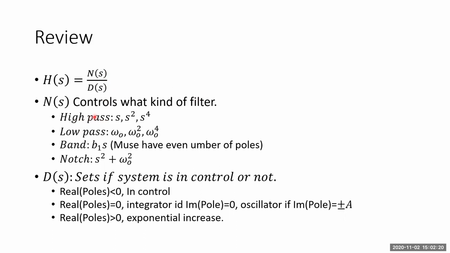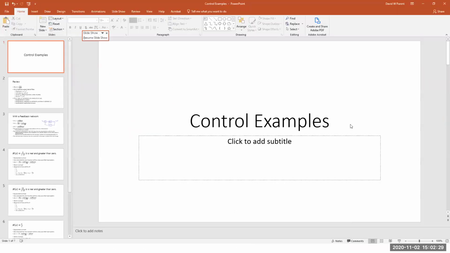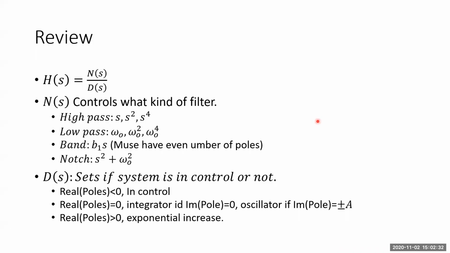We could have a high pass filter where you have S squared, or S cubed. You can have a low pass, where you have omega naught squared, omega naught cubed. A band pass must have an even number of poles. And you have a notch, where you have both the high and the low summed together.